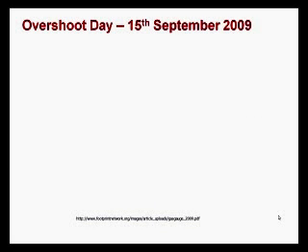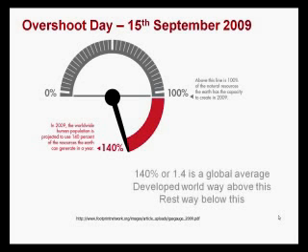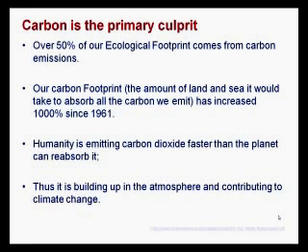To show this graphically, the dial indicates that we have spent 140% of the Earth's resources during 2009, so we overshot by 40%. This is a global average, 1.4 times the resources. The developed world is way above this, the rest of the world way below this figure. Of this overshoot, carbon is the primary culprit, with 50% of our ecological footprint coming from carbon emissions. So our planetary system cannot absorb all the carbon that we emit. Therefore, it builds up in the atmosphere and contributes to climate change.